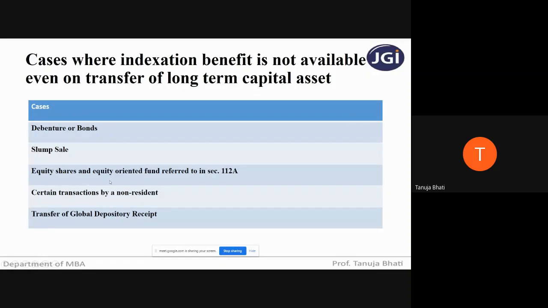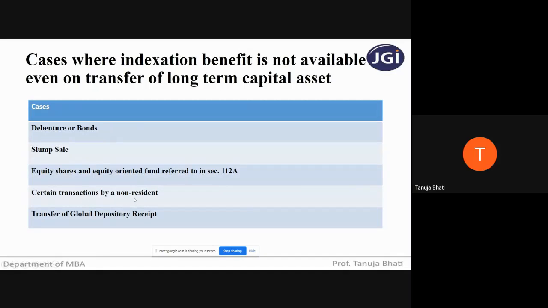Next we have equity shares or equity oriented funds referred to in section 112A. What is section 112A? We have a completely separate lecture for this. For now, just remember that whatever equity shares and equity oriented funds referred to in this section are transferred and categorized as long term, indexation benefit will not be given. If indexation benefit is not given, they have to be computed as if they are short term capital assets.